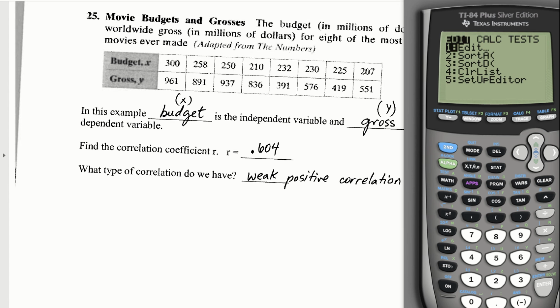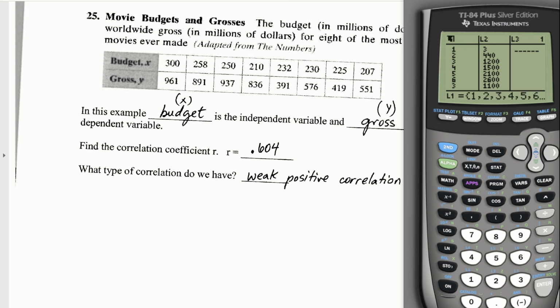Let's go ahead and plug them in. I first want to clear off all of this data. So I'm going to clear L1, move the cursor up, clear L2, and let's go ahead and enter it. Our first X value from the table was 300, 258, 250, 210, 232, 230, 225, 207.